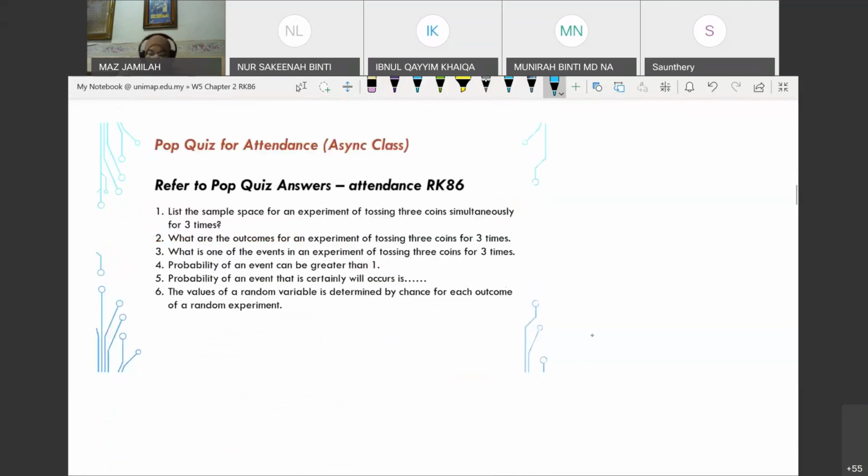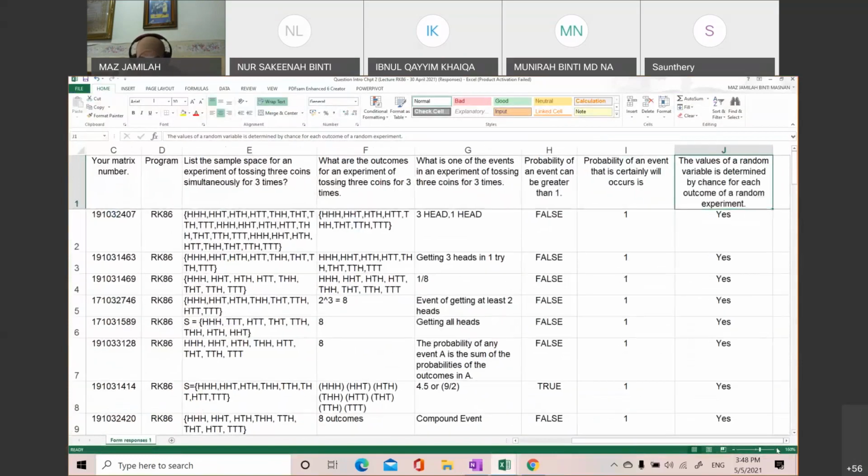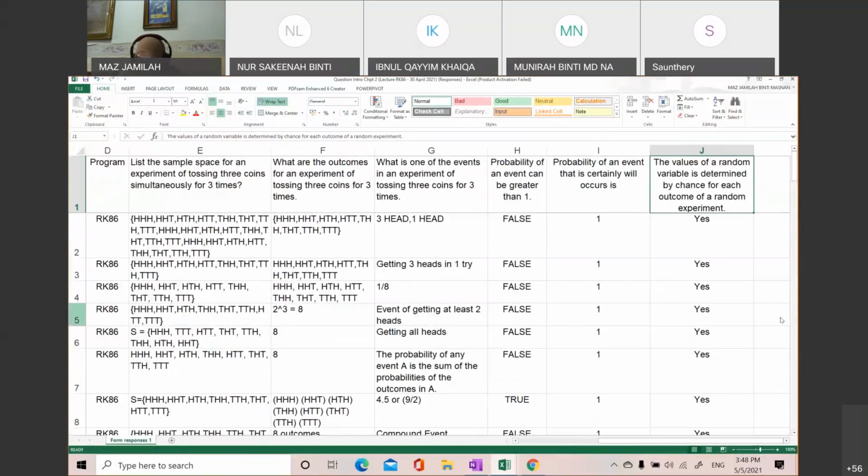And those questions include: first, list the sample space for an experiment of tossing 3 coins simultaneously 3 times. What are the outcomes for an experiment of tossing 3 coins for 3 times? Now let's look at your answers. Now, list the sample space for an experiment of tossing 3 coins simultaneously. I have a few answers for this particular question. Which one is the correct one?